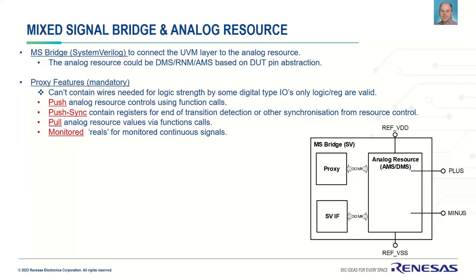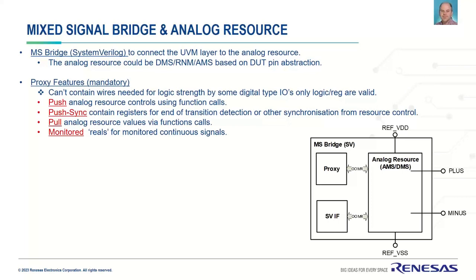So the proxy, which is mandatory, has four main ways of communicating with the analog resource. One is it pushes a request into the analog resource to go and generate something, like please go and generate a sine wave. Something called a push sync, which is go and ramp up the supply to 5 volts and notify me when it's ramped up. Now, you might go, well, I'm ramping up in 10 nanoseconds, so I know. Remember, the analog solver's got tolerances on it, so it might not be. It might be loaded. Yeah, it might be loaded.